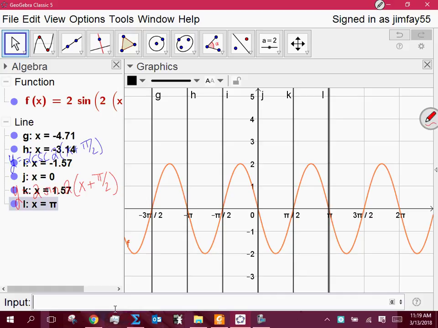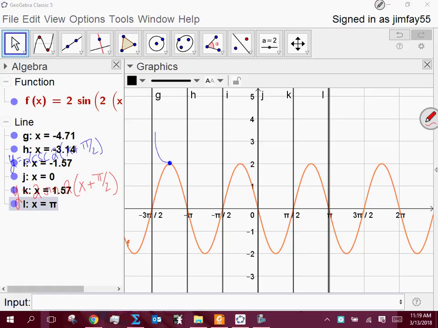Inside those asymptotes, is there a maximum right there? So is that going to provide me a minimum for my cosecant? Inside these two asymptotes, is there a minimum there? So that's going to provide me a maximum for my cosecant. And I can keep doing that however far the problem tells me.